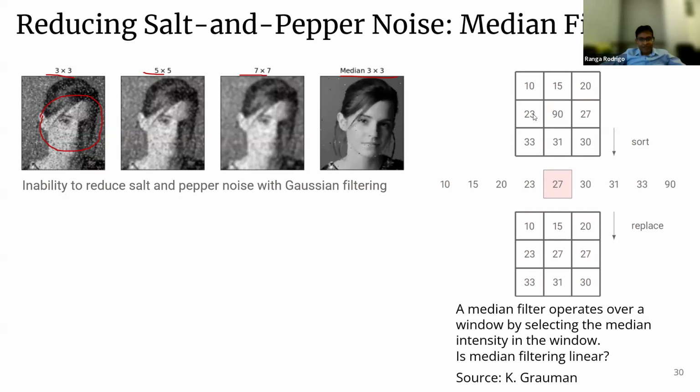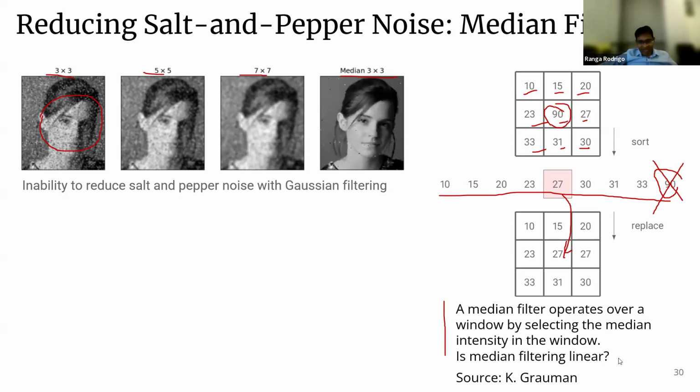Okay, I'll tell you how it happens. Assume that within this 3 by 3 window, these are the values of the image: 10, 15, 20, 23, 90, 27, 33, 31, 30. You can clearly see this 90 is an outlier. So what we do is sort them, from small to large, so the largest value is 90, and pick the middle one, the median. If you pick the median, these outliers get thrown off. The median filter operates over a window by selecting the median intensity in the window.